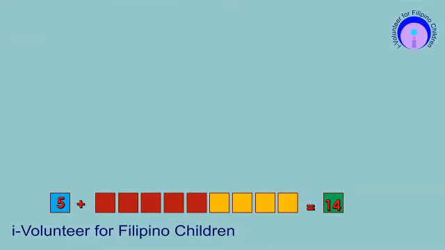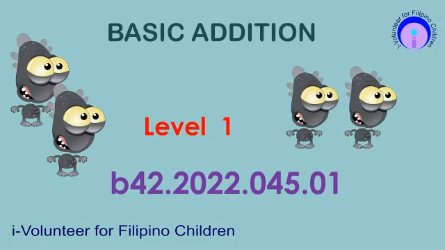Good day. Can you find out the total number of red and orange blocks when put together with 5 will bring us 14? That will be our lesson for today. This video is designed for early learners to understand the addition of one-digit numbers.